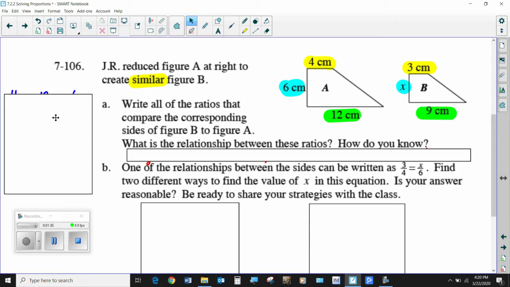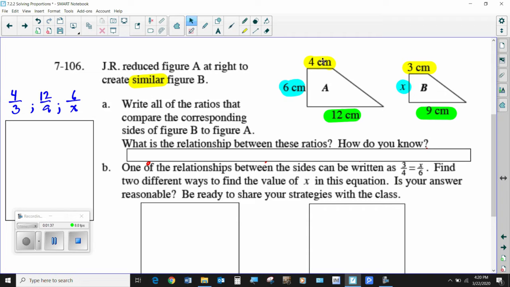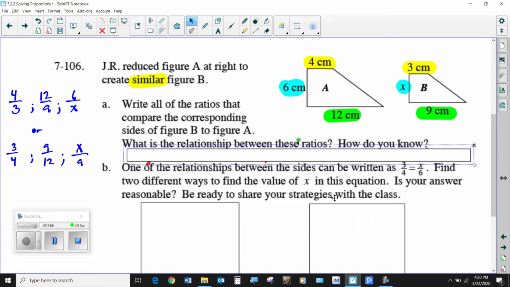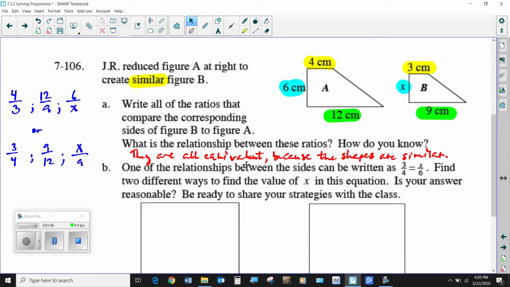So the ratios that we would write here could be 4/3, 12/9, and 6/x, or if you wanted to invert each one of those, you could do that as well. So, if you were going from this direction to A, 3/4, 9/12, and then 6/x. So what is the relationship between these ratios? The relationship is that they are all equivalent to each other because the shapes are similar to each other.